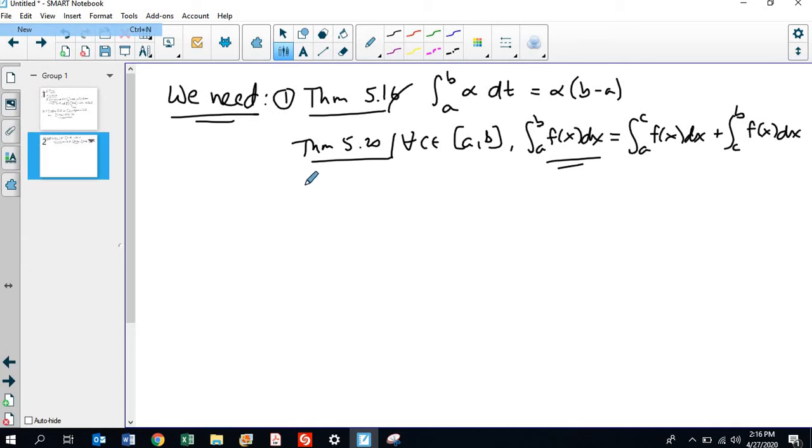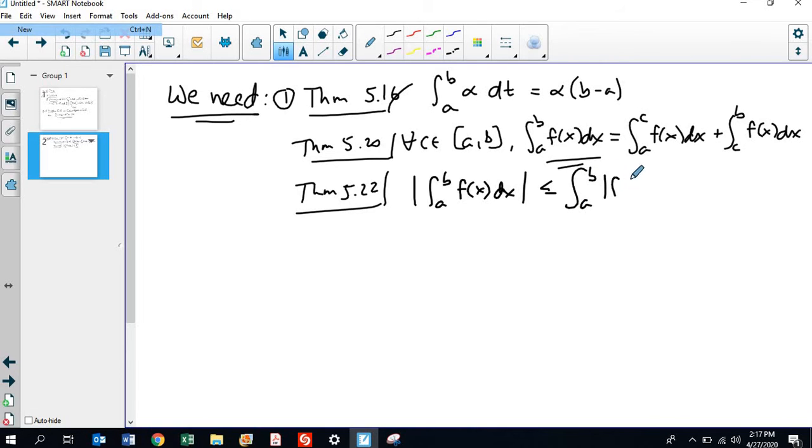And then Theorem 5.22 is basically a triangle inequality for integrals. It says the absolute value of the definite integral is less than or equal to the definite integral of the absolute value. This is obvious because the latter is always greater than or equal to 0, whereas the former might have some negative area, and so when you add them together, they cancel out.